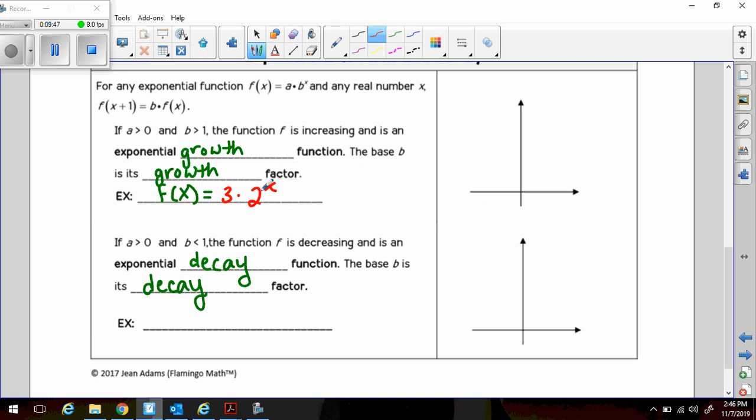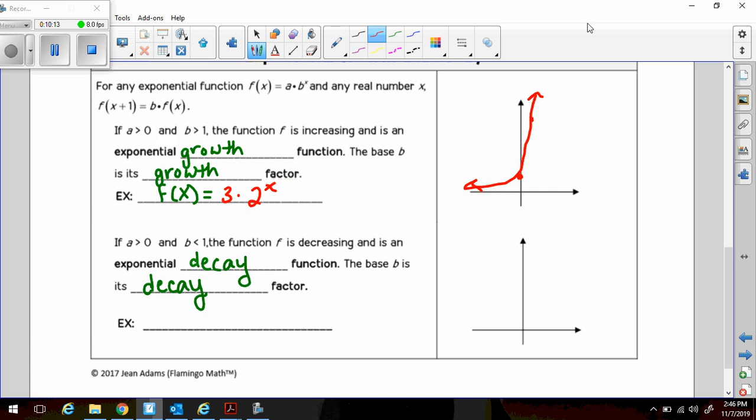When I have 0, this is 1. 2 to the 0 is 1, times 3 is 3. So when x is 0, my y value is 3. When I plug in 1 into here, 2 to the first power is 2 times 3 is going to give me 6. It's going to grow very quickly, maybe something like this. It's never going to be negative. Even if you plug in negative numbers, it just means it's getting smaller.